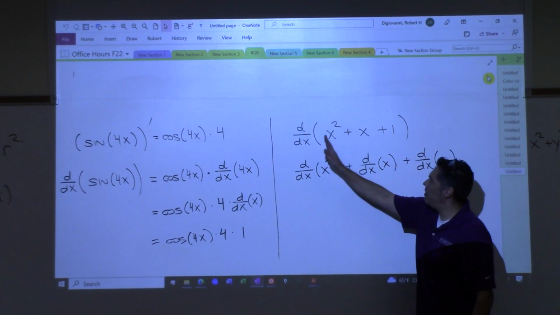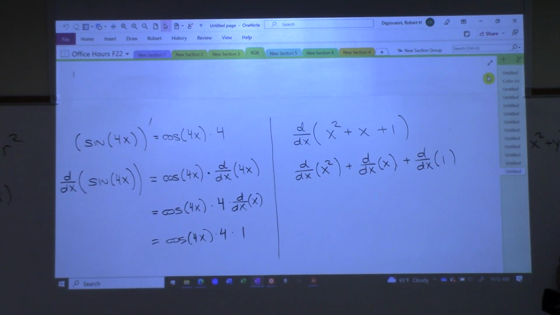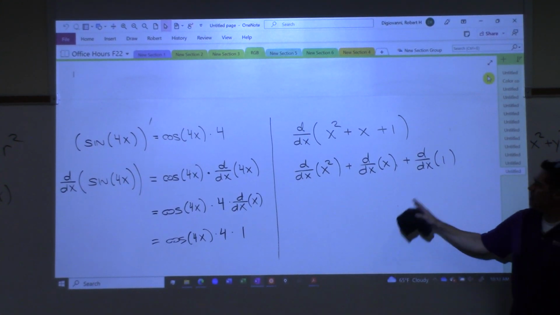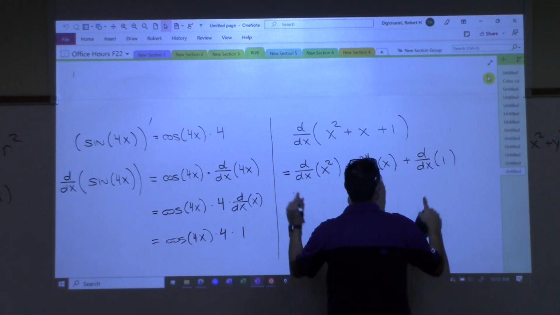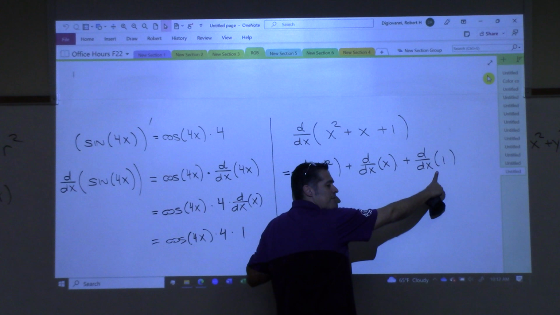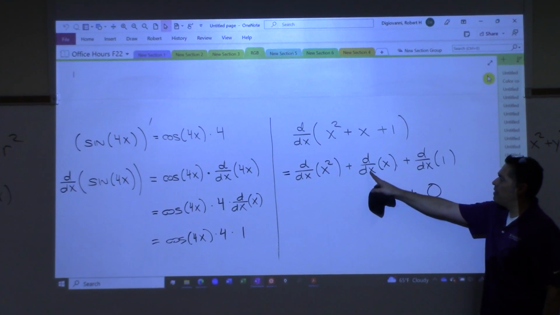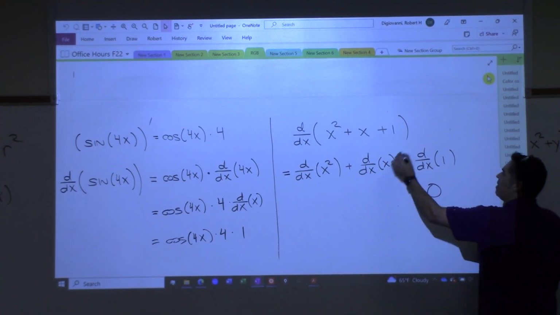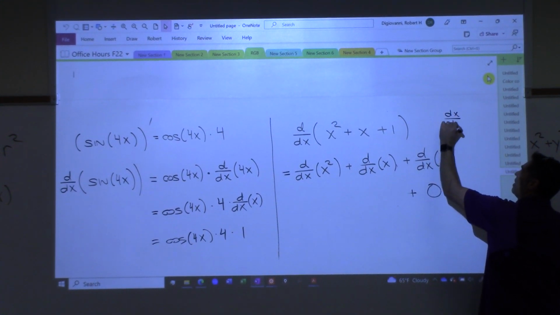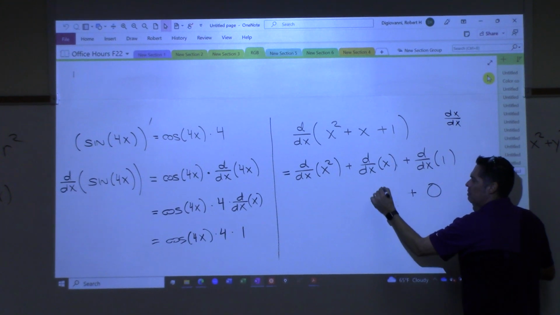See, I'm taking the derivative with respect to x of each of these three pieces. Let's go from right to left because I think it's easier that way. What's the derivative of any constant, always and forever? 0. Okay, what's the derivative of x with respect to x? This is 1. The way you see that is that it looks like dx/dx, right? That's what this turns into, dx/dx, which is a 1.